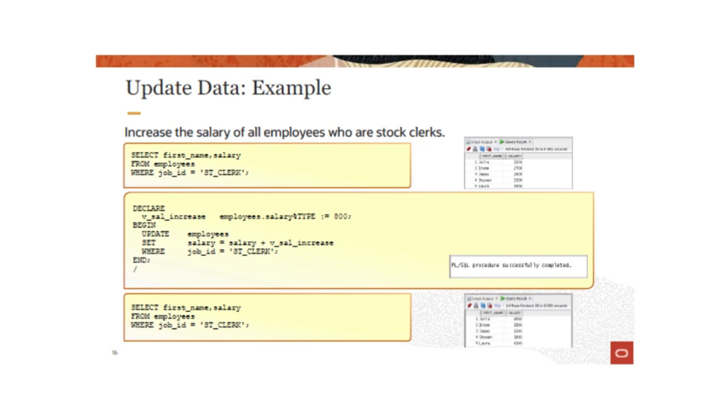If the block executes without errors, you see the response PL/SQL procedure successfully completed on the script output tab. Execute the same select statement again to see the update in the employees table. You see the new values in the query result as a result of the update operation.